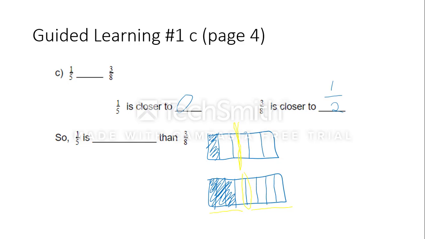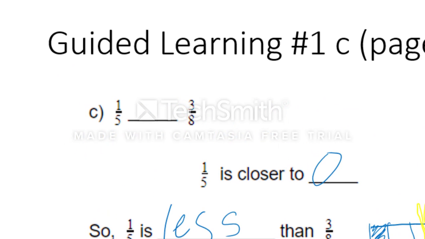Let's see, 1/2 is greater than 0, so that means that 3/8 is going to be greater. So 1/5 is less than 3/8. I'm going to put my sign in at the top to show that 3/8 is bigger.